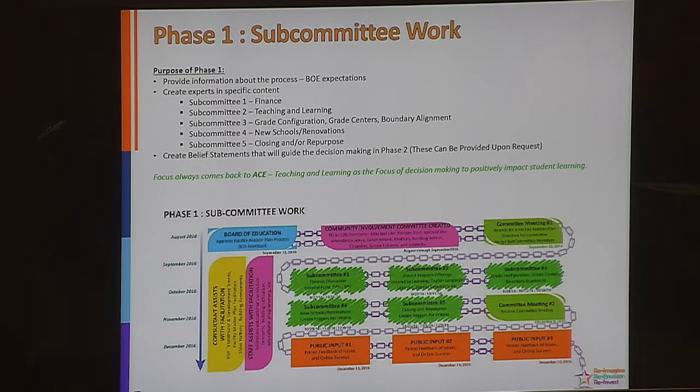So is it on the finance, the teaching and learning, the new schools, closing and repurposing, whatever that was, the intent was that they would become knowledgeable. So when we come back together and we interdisperse the persons that were on these subcommittees in the whole of the committee, they will be experts to guide some of the conversation when we start talking about these holistically together. What will this mean for Cedar Rapids schools?